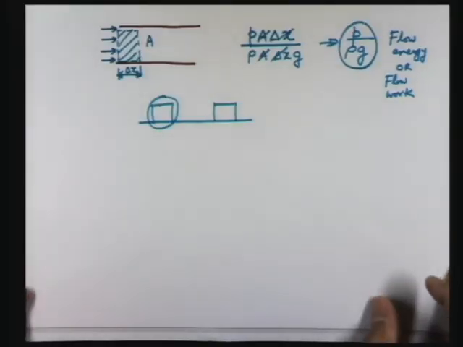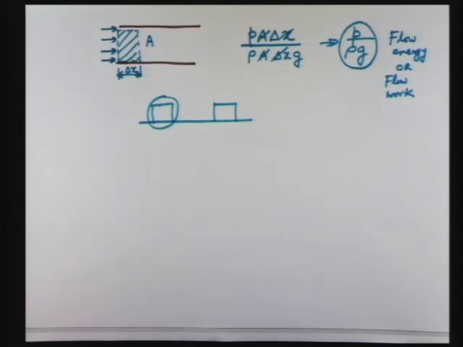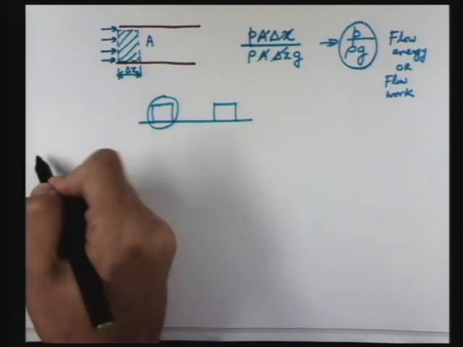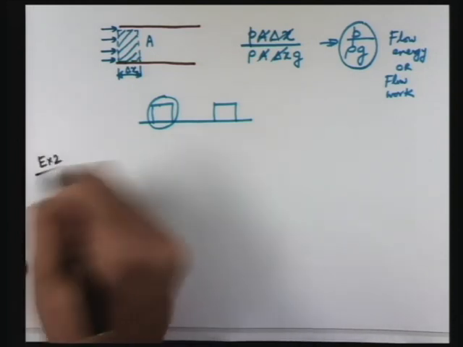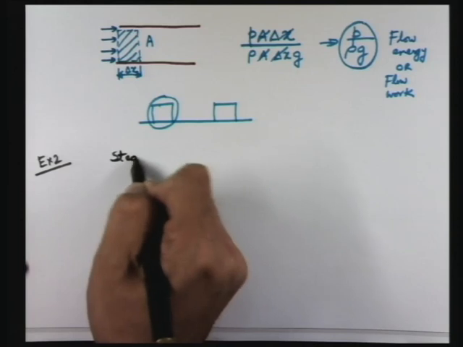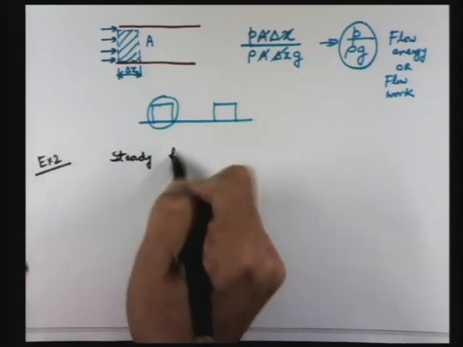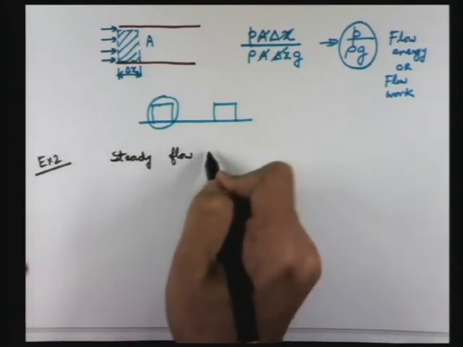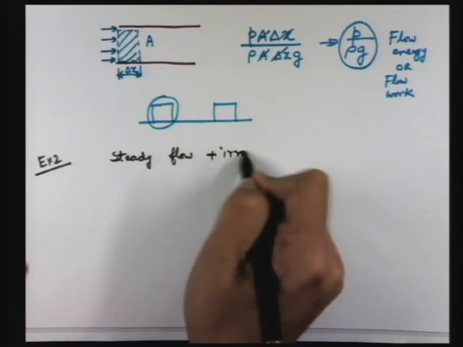Okay. Now, when we considered example 1, what was example 1? Steady flow and dl along a streamline. We consider example 2, steady flow plus irrotational flow.